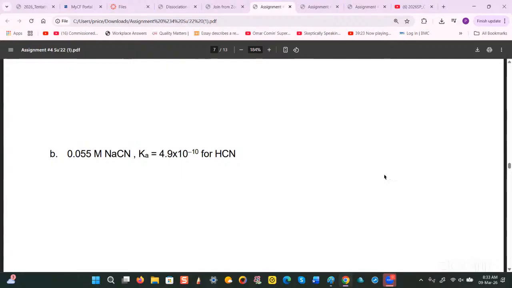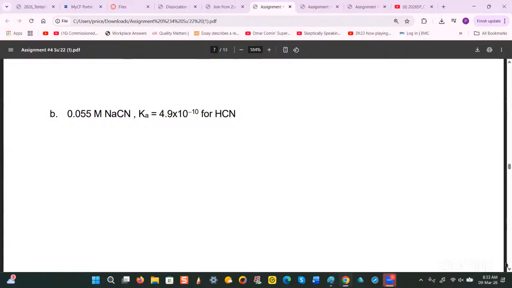Okay, let me do B for you because B is a bit different. B has to do with a salt of a weak acid, all right? So in this case here, they gave you 0.055 M sodium cyanide, right? And they gave you the Ka value for hydrocyanic acid, okay? So this is how we would go about solving this one.